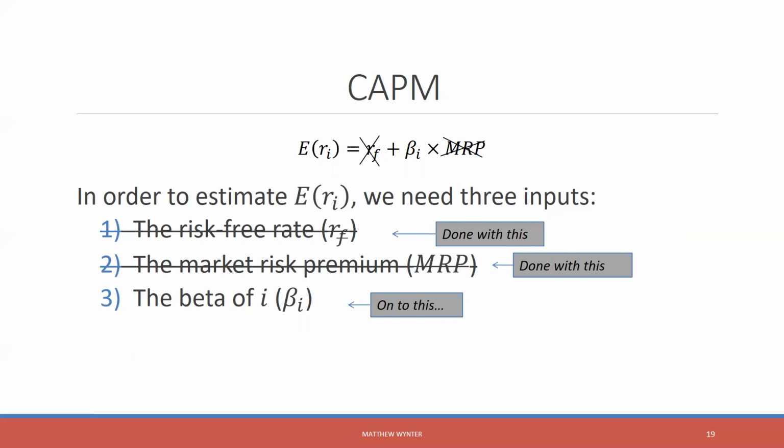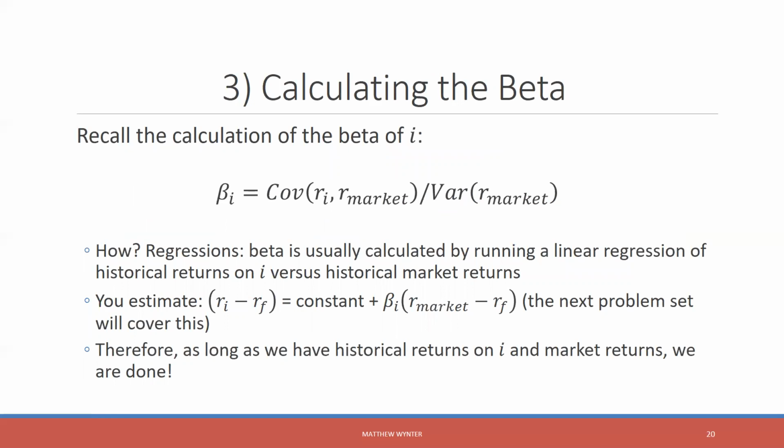The last thing that we need for our CAPM is the beta. How are we going to calculate the beta? Well, beta is really a regression coefficient, meaning it's the covariance of the security with the market divided by the variance of the market. Beta is usually going to be calculated by running a linear regression of historical returns versus market returns. What does that mean?